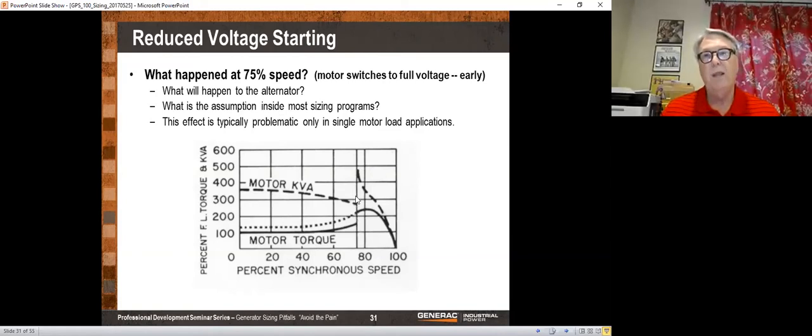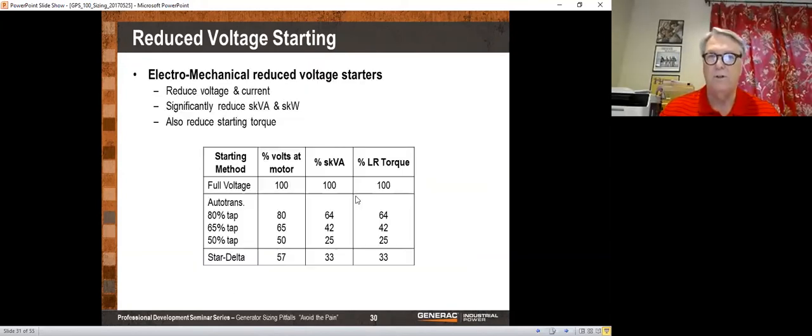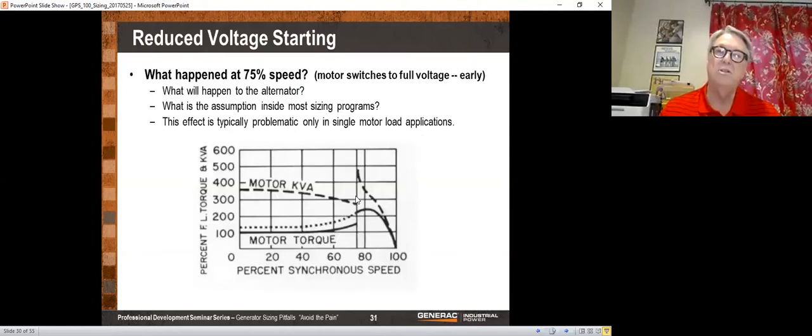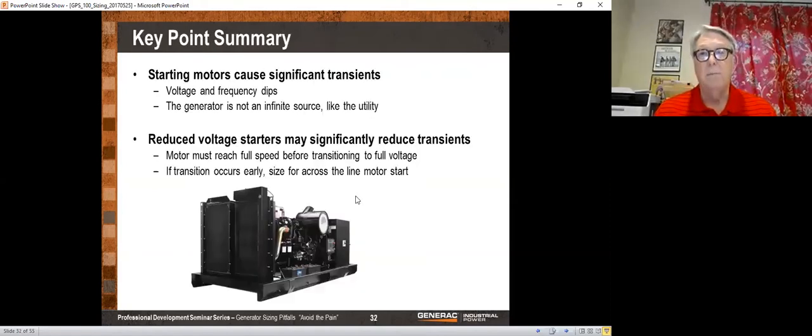So these mechanical reduced voltage starting methods, your auto transformer, your star delta, your primary reactor, they tend to be good, but may not actually give you the benefits you're looking for because they cannot get that motor up to full speed before they have to switch to full voltage. Now, if you've got a compressor, let's say, you can start that compressor unloaded and get it up to speed and then load it, well, then that's a different situation. So there's our key point summary.